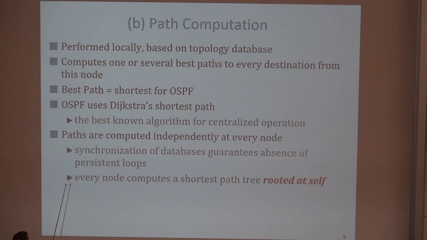Now, OSPF usually wants to compute shortest path. You give a metric to all links, and you want to compute shortest path. So what is the best algorithm for computing shortest path? Best in terms of complexity is Dijkstra's algorithm. So with OSPF, you run Dijkstra's algorithm. Why do we use Dijkstra with OSPF and not with distance vector? What's the reason?